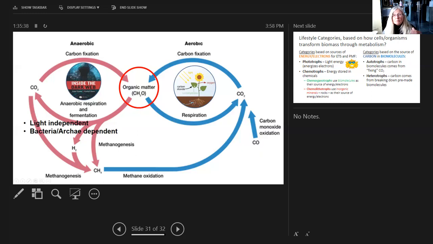Okay, so take home, it's the bacteria and the archaea that are the ones doing this. And they deserve equal time when we talk about carbon, so I'm giving it to them because that's what I do.